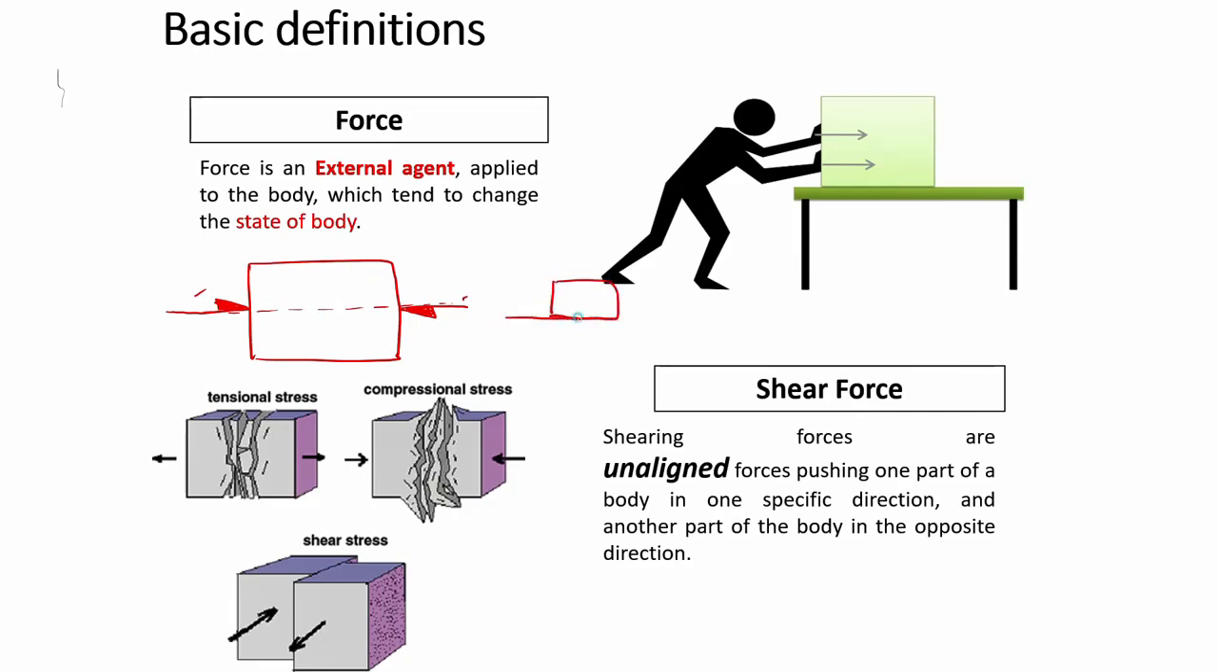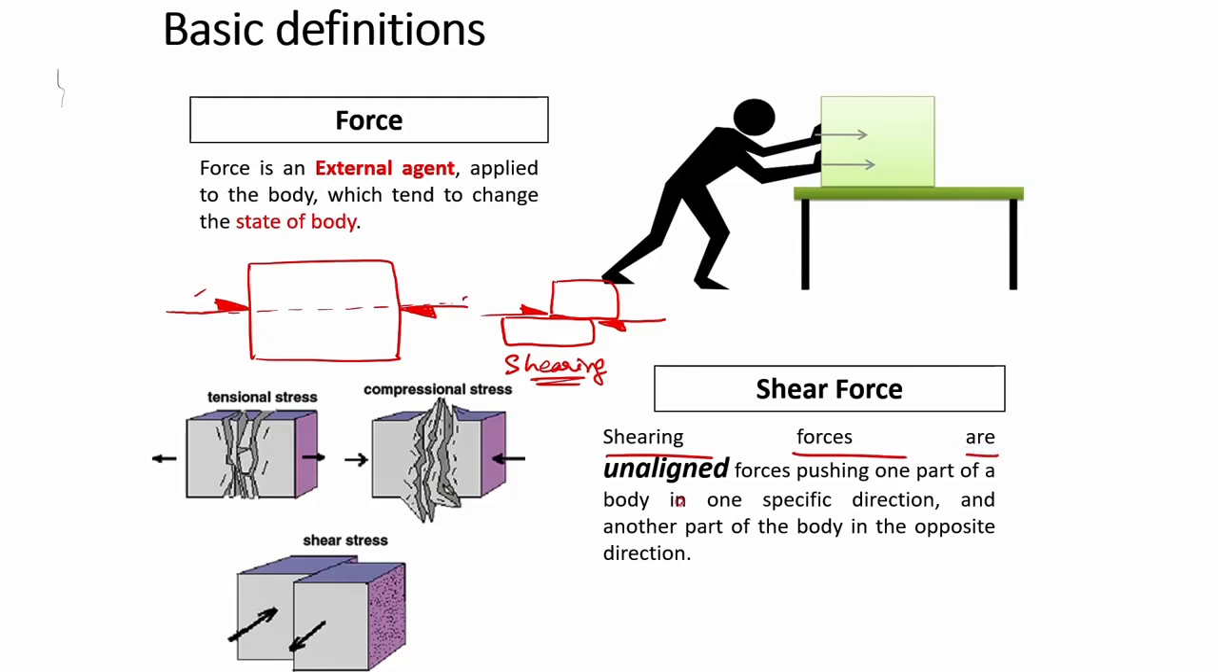No, this box will be like this because the upper part of the force is pushing the upper part of the body. This force is pushing the upper part of the body, and this force is pushing the lower part of the body. Understood? That's why this is called shearing. This is called the shearing effect. Understood? Now we can see this one.